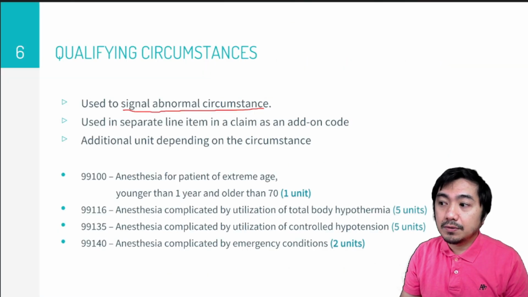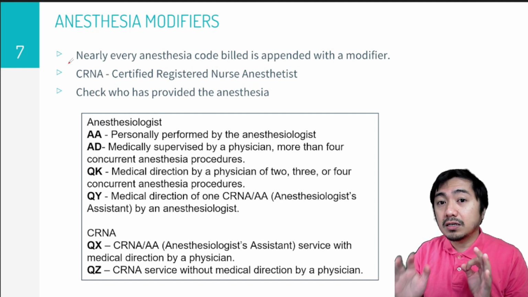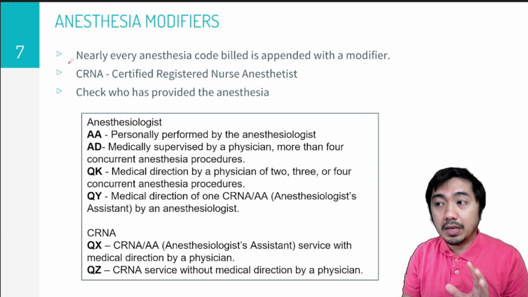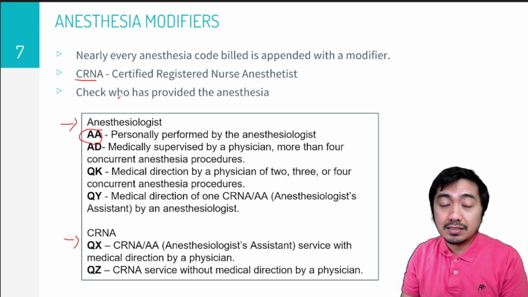All right. So let's now proceed to your anesthesia modifiers. These anesthesia modifiers are going to be appended directly to your anesthesia codes as well. All right? Whoever did the anesthesia procedure for the patient, whether it's done by your anesthesiologist or your CRNA/anesthesiologist assistant. For example, if the anesthesiologist directly performed the anesthesia for the patient, just append modifier AA to that anesthesia code. Please take note what CRNA stands for. That's your Certified Registered Nurse Anesthetist. Alright? So please take note about these modifiers as well.